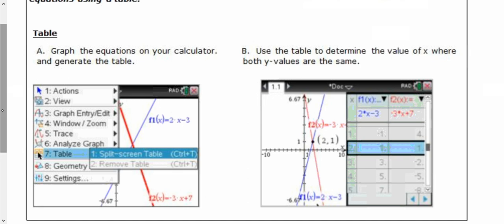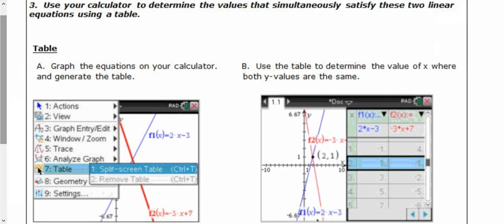So to create a table for our situation, we already graphed the equations on our calculator, and now we're going to hit menu again, and then the number 7. Menu again, then the number 7, then number 1. So menu, number 7, and 1.